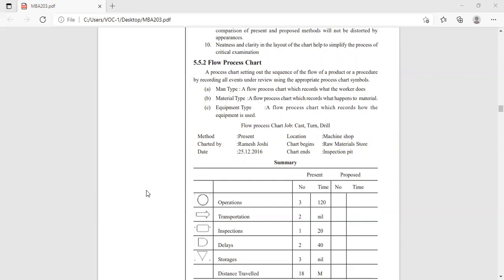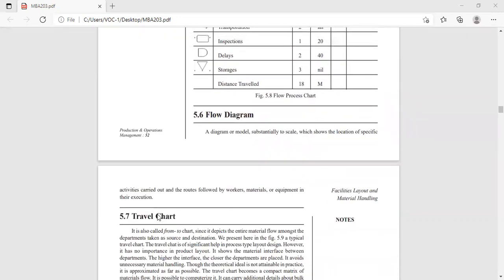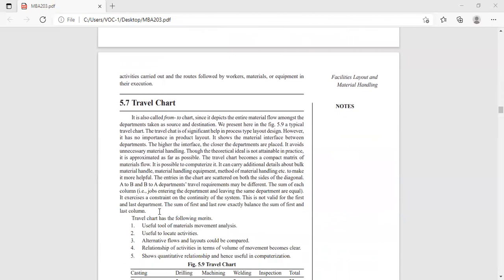So a summary is given, with present and proposed number and time. Flow diagram: a diagram or model substantially to scale which shows the location of specific activities carried out and the routes followed by workers, materials or equipment in their execution. This is about the flow diagram.